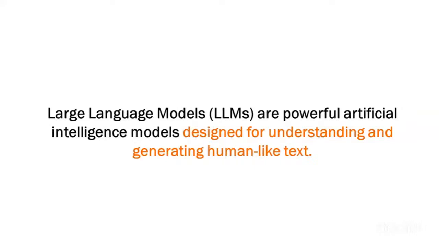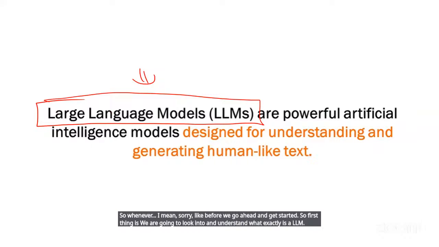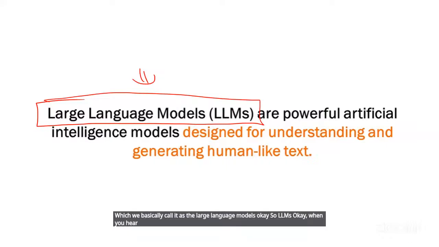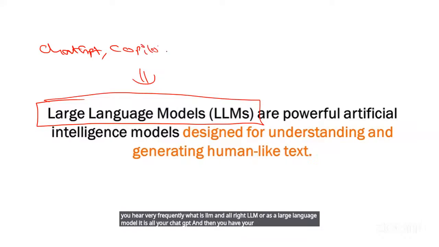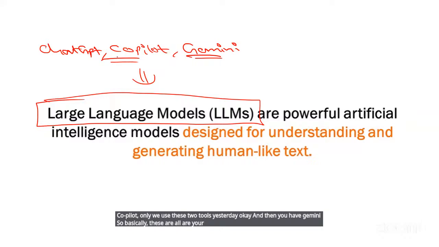Before we get started, the first thing is we are going to understand what exactly an LLM is, which we call a large language model. You hear very frequently about LLMs. A large language model is your ChatGPT, your Copilot. We already used these two tools yesterday. And then you have Gemini.